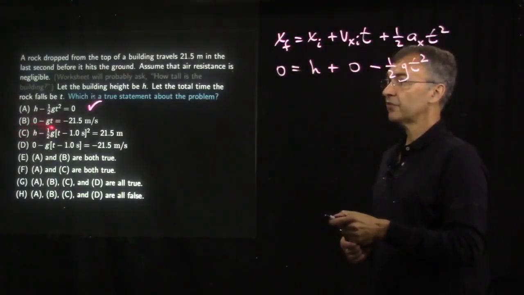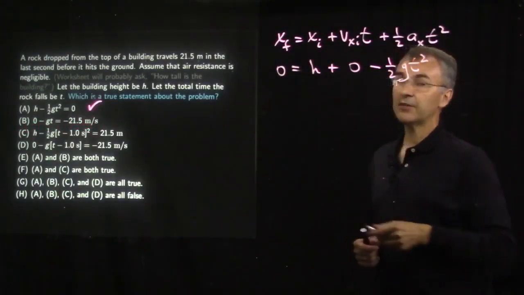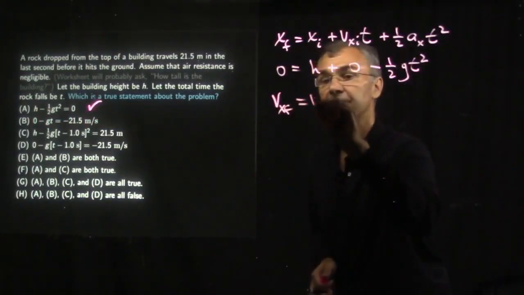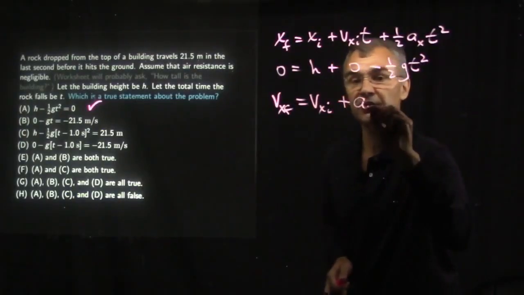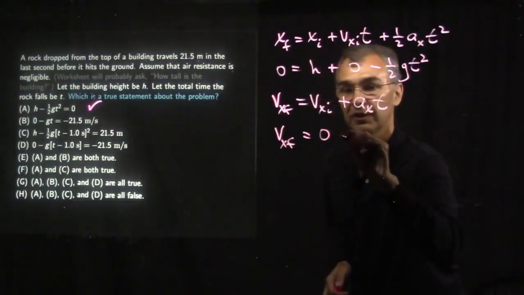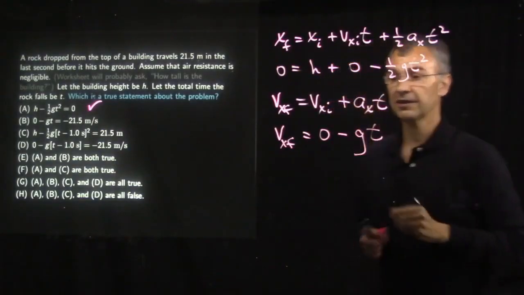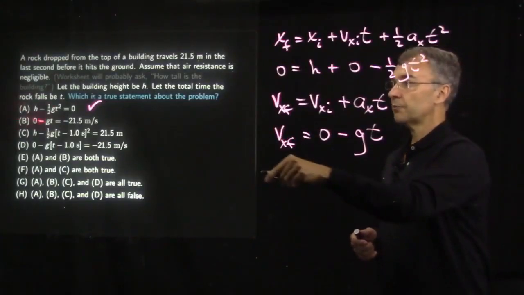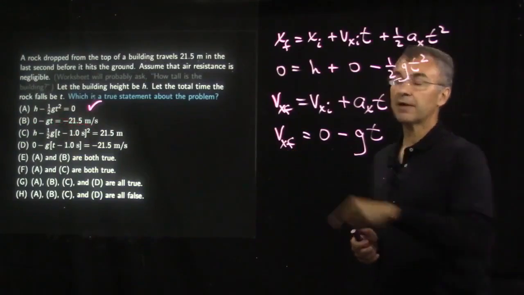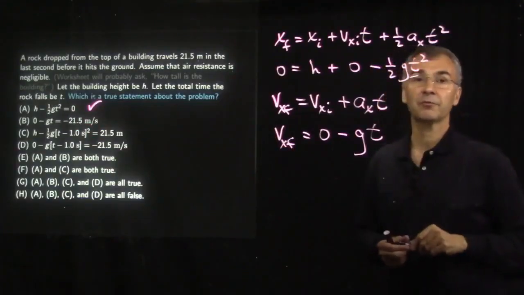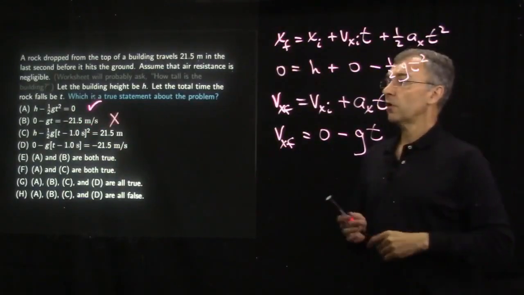What about 0 minus gt is minus 21.5 meters per second? I think we just ruled that out on a previous slide, because this would say vx final equals vx initial plus a sub x t, so that's like vx final equals 0 minus gt. That is true. Vx final is 0 minus gt, but Vx final is not minus 21.5 meters per second. Vx final is probably going to be somewhat more negative than 21.5 meters per second. So this is wrong. Oh my goodness.